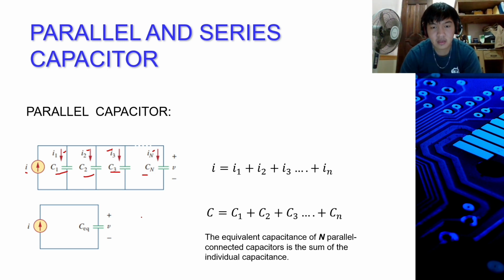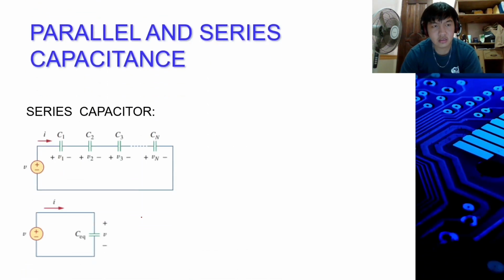The equivalent capacitance of n parallel-connected capacitors is the sum of the individual capacitances. And for series capacitors, we have capacitors connected in series: C1, C2, C3, up to C sub N.